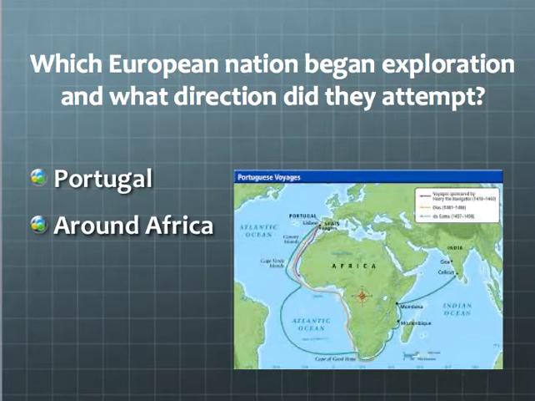And which direction did they attempt to get to Asia? They are going to try to go from Europe south around Africa and then to the east. Okay, is that possible? Absolutely. Did it take them a very long time? Also, yes.